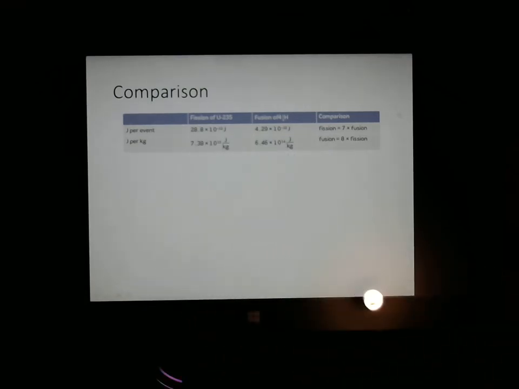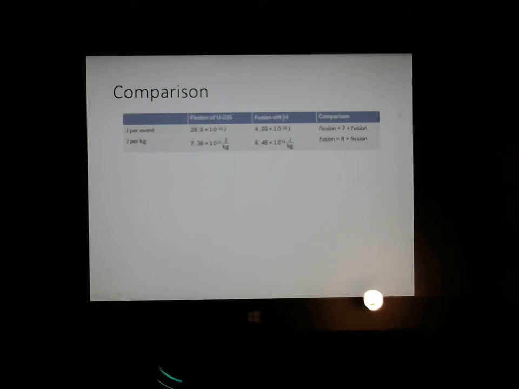Now, as you can see though, one atom undergoing fission releases a lot more energy than a single fusion reaction. Okay, so we can see it over here. Fission is 7 times the amount of fusion. But if you take 1 kilogram of each and you do the same thing, you can see that 1 kilogram of hydrogen atoms here releases a lot more energy than 1 kilogram of fission.